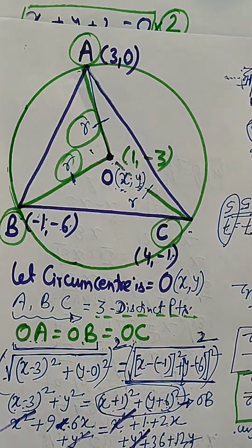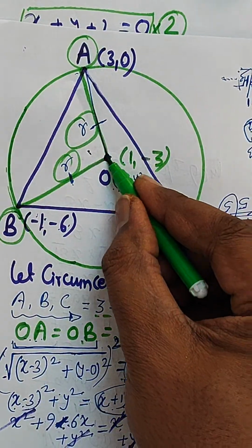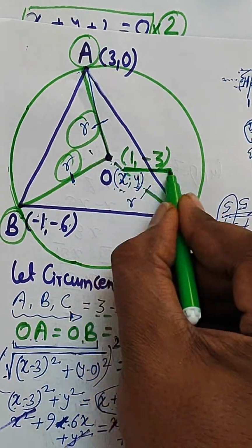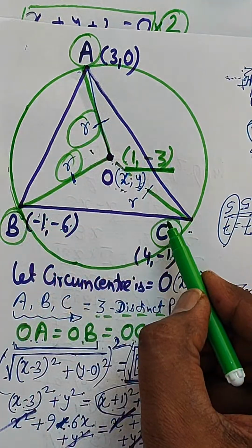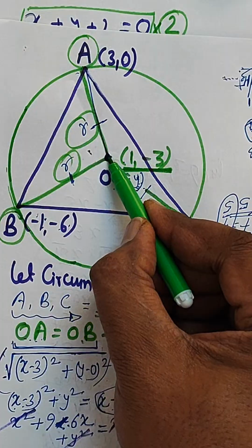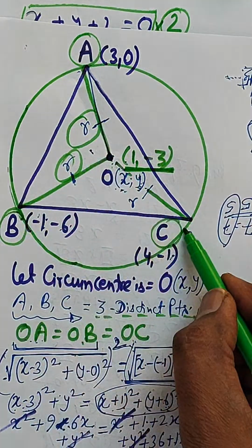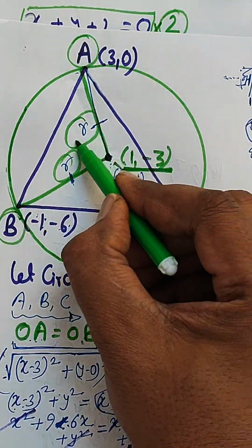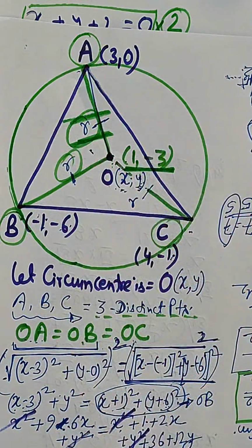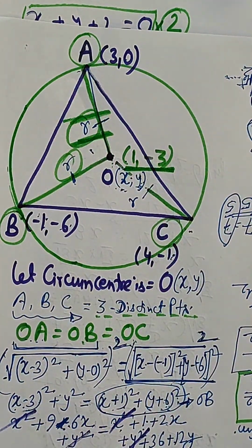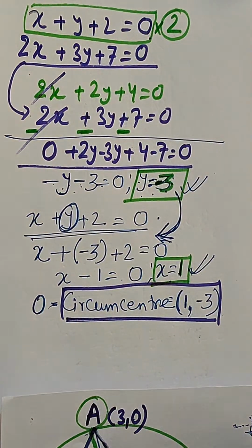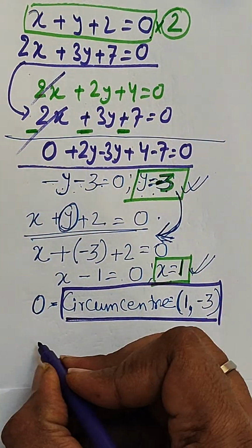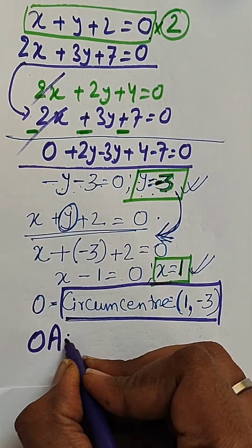So the circumcenter is known to you, with coordinates 1 comma minus 3, and all three vertices are known to you, so just calculate the length of OA or OB or OC. All these will give you the radius. This is the circumradius. So what we will do, let us calculate OA, which is your circumradius.